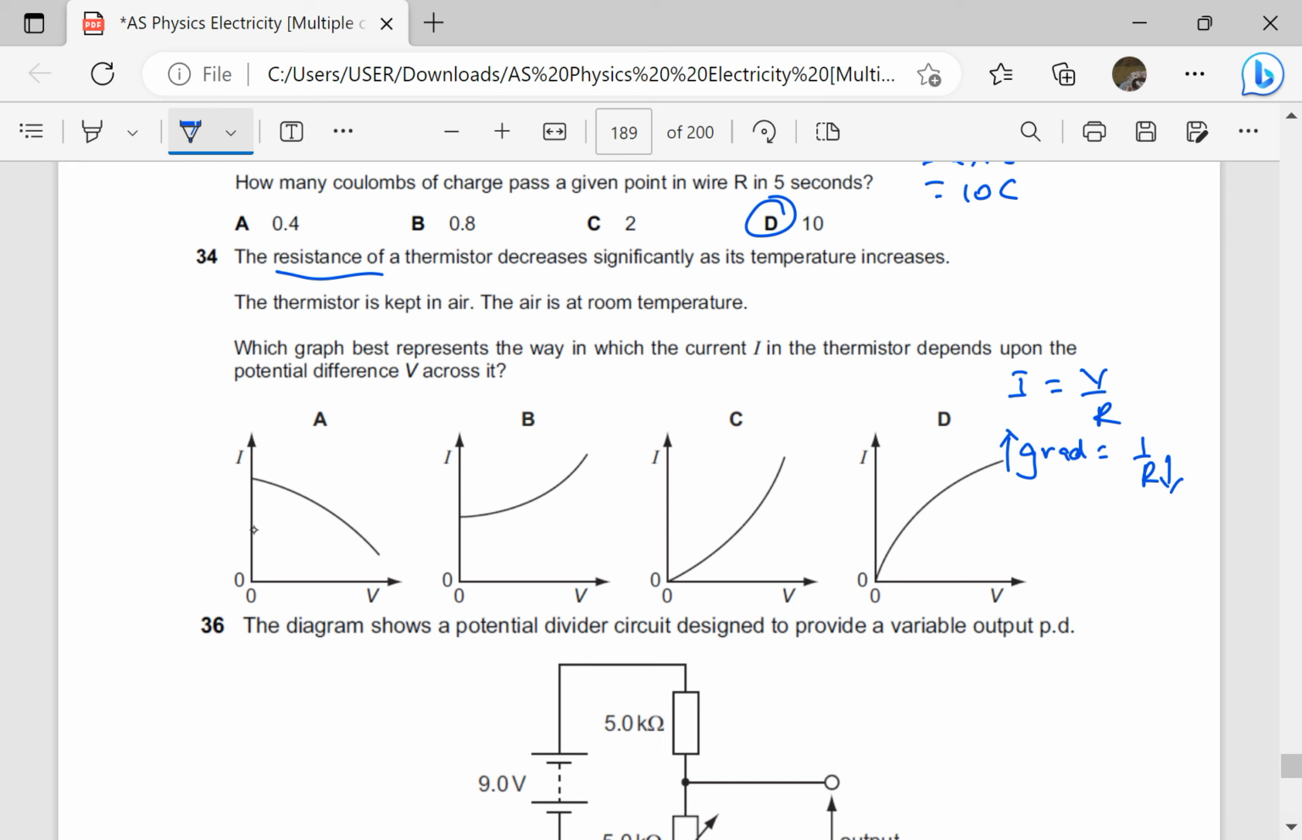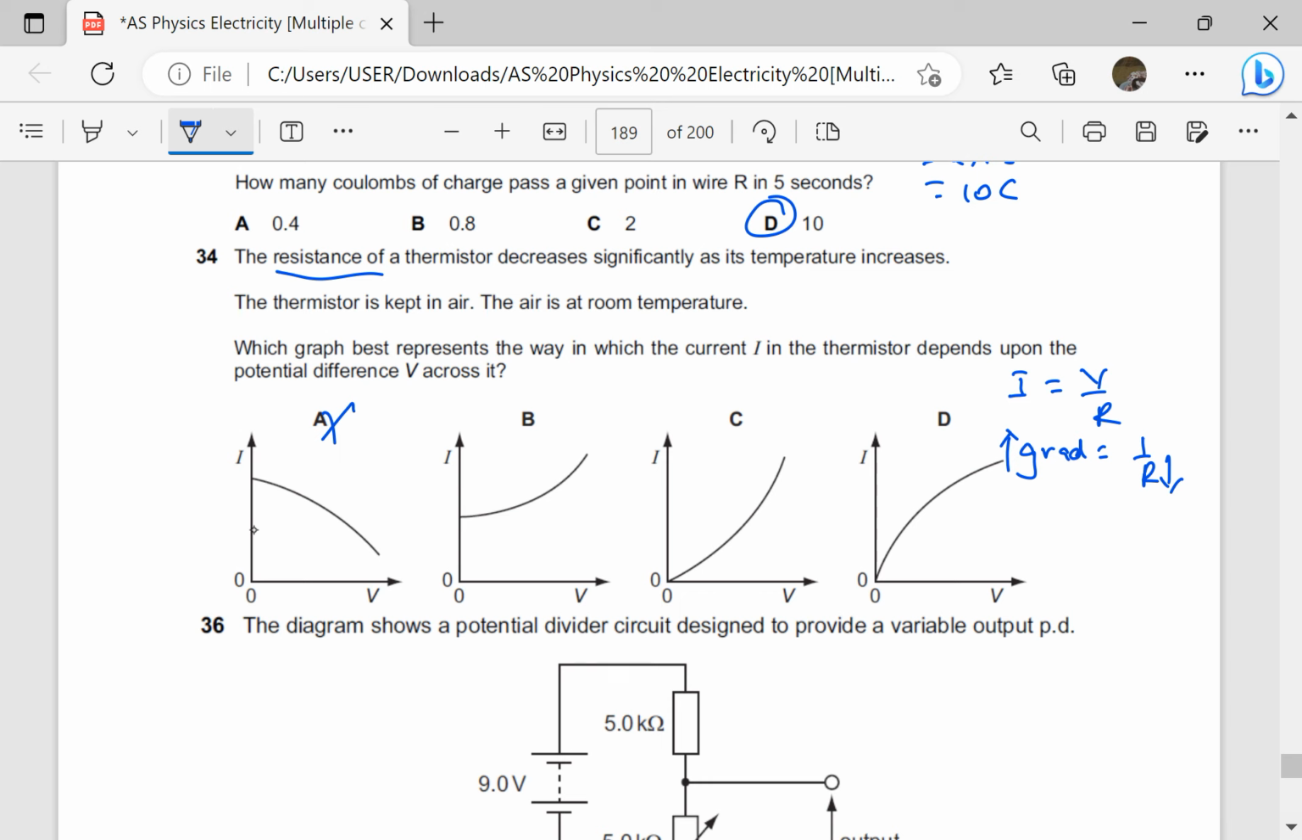So the resistance decreases. They say the resistance decreases. So this one is automatically wrong because here, as V increases, it means the current is decreasing. Here it means the resistance is increasing. Then B, the resistance decreases and the gradient is also increasing.